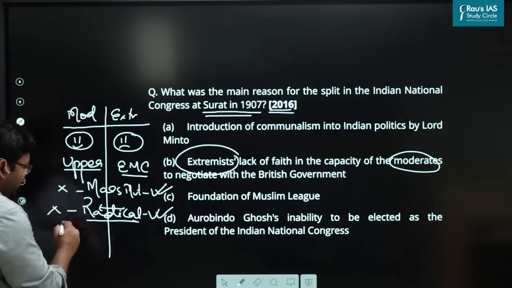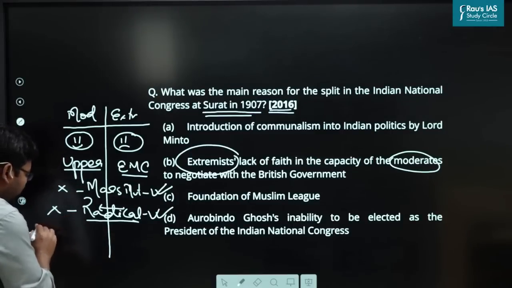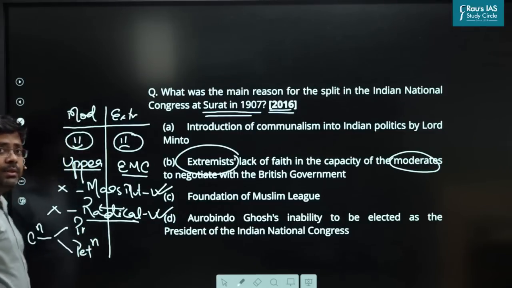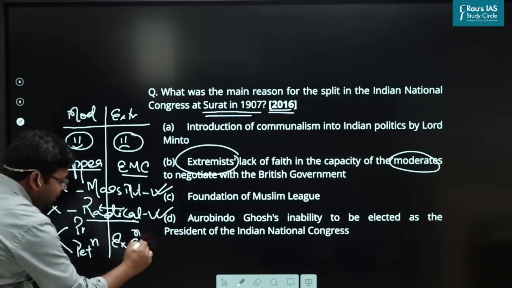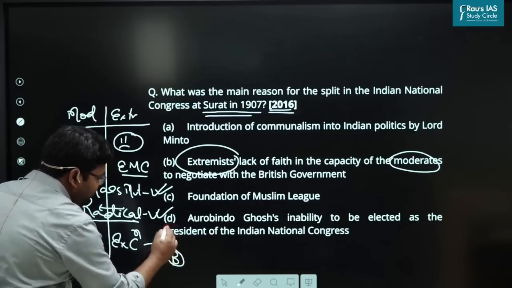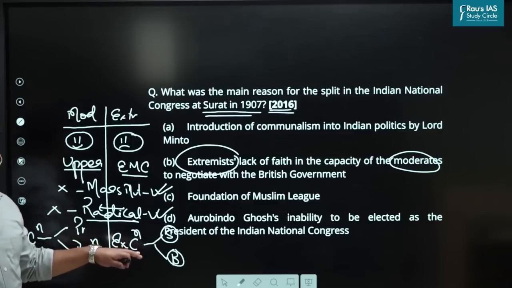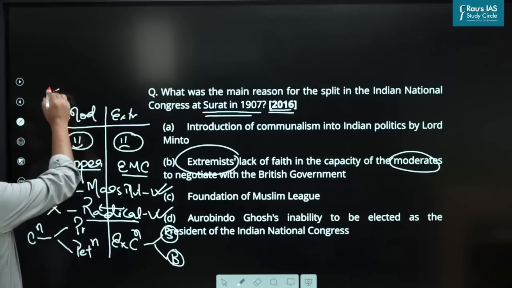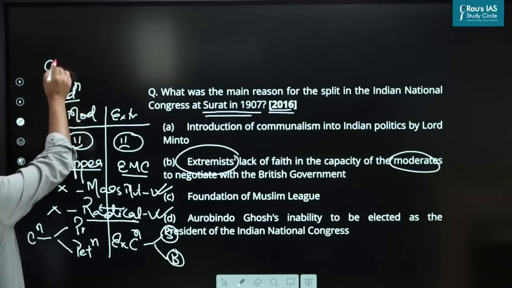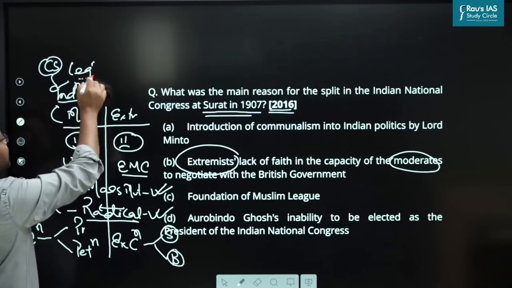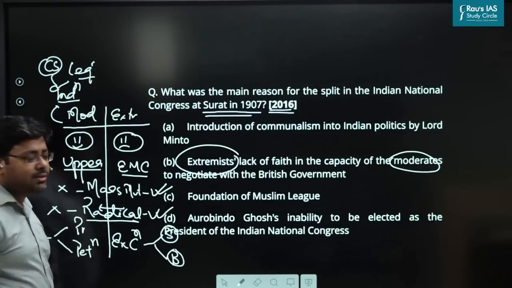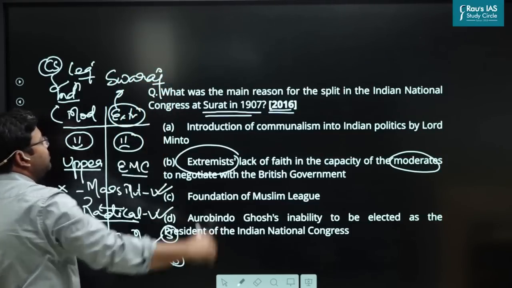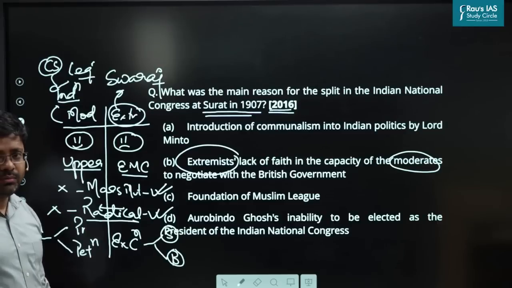The moderates went for the constitutional way of agitation, of prayer and petition. The extremists went for the extra-constitutional way of protest, of Swadeshi and boycott. The moderates demanded Indianization of civil services and Indianization of legislature. So their main demand was Indianization. On the other hand, the extremists demanded Swaraj or self-rule.